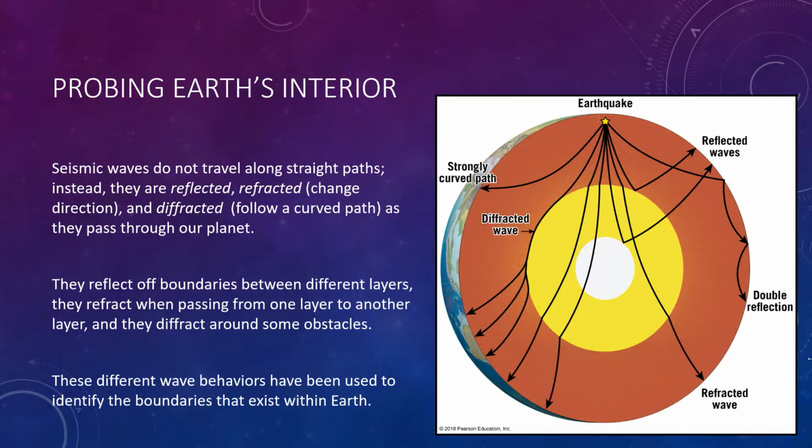Waves also travel at different speeds through rocks of different compositions. Thus, the speed at which seismic waves travel can help determine the type of rocks located in Earth's interior, as well as how hot they are.